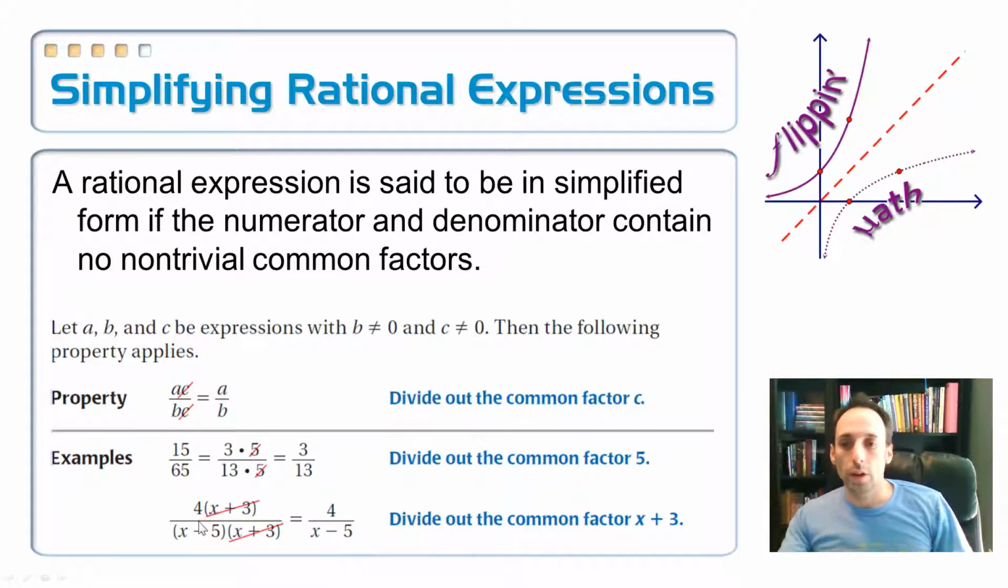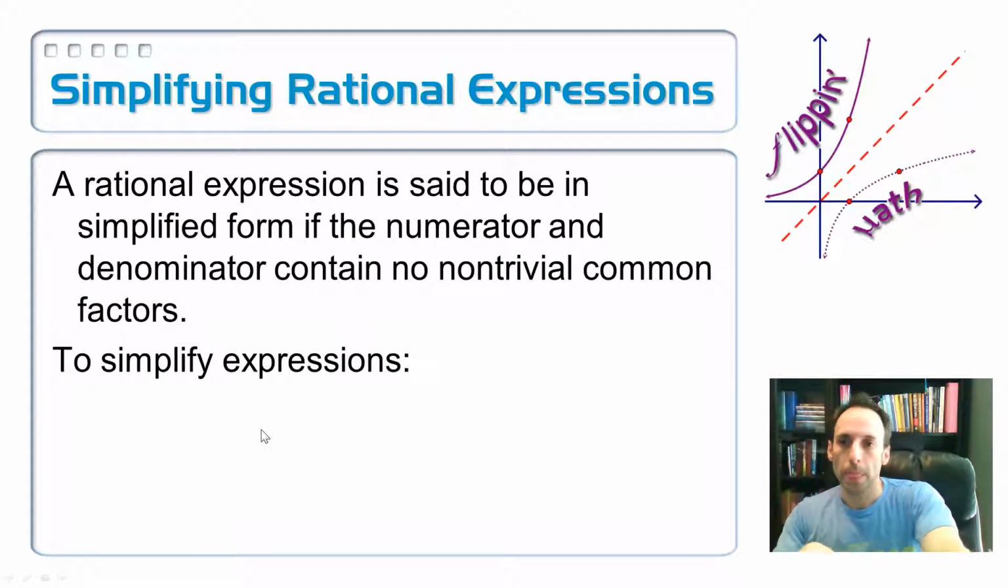So like on the one at the very bottom, it has a factor of x plus 3 and x plus 3 in the bottom, and so they cancel out. When they cancel out, what are they equal to? Okay. So here's what you do whenever you go to simplify rational expressions.